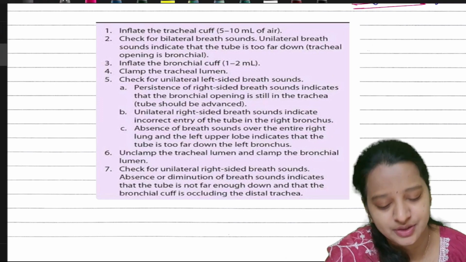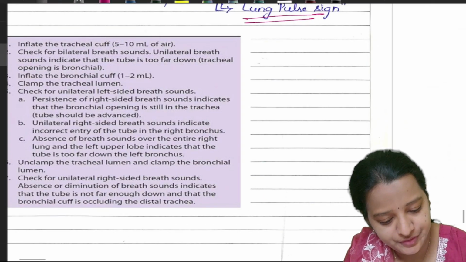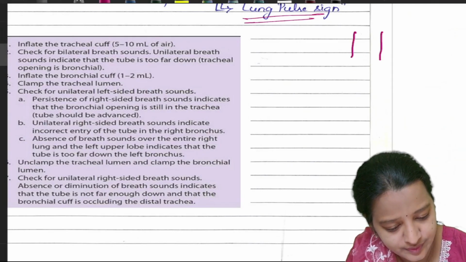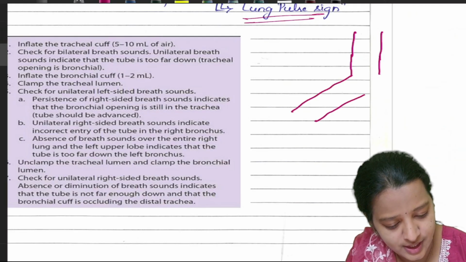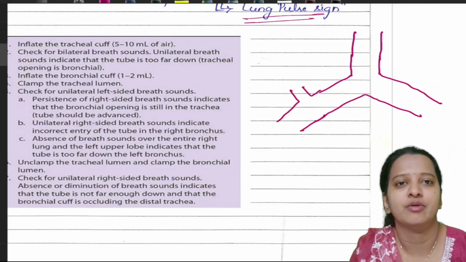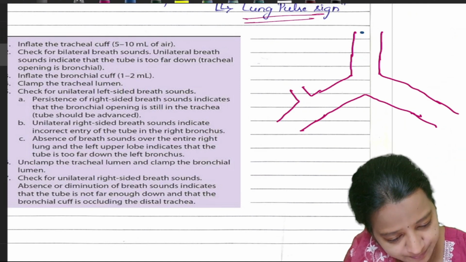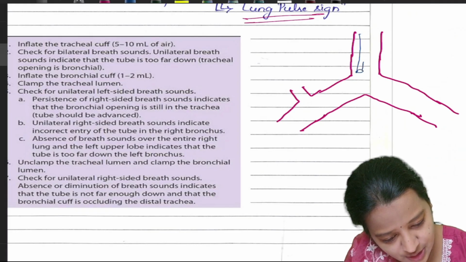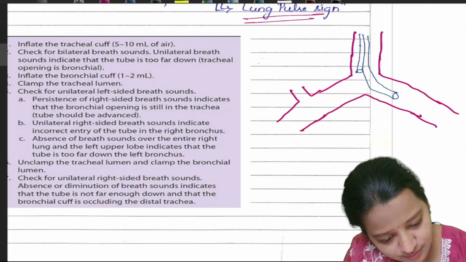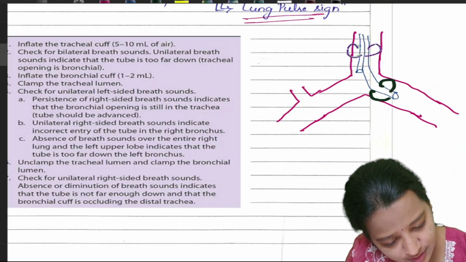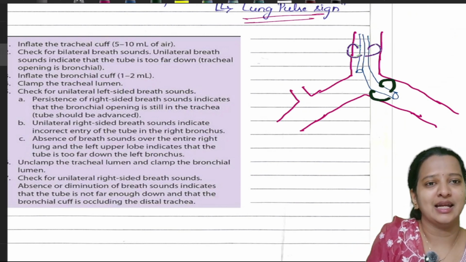So this is about auscultation. Let us see the auscultation. See, suppose this is the trachea. Right bronchus and left bronchus. The right bronchus has an opening here for the right upper lobe bronchus. Okay. Now I have inserted a left-sided DLT. This is the tracheal lumen. This is the bronchial lumen. This is the tracheal cuff. This is the bronchial cuff. Okay. Forgive me for the diagram, just for understanding's sake.